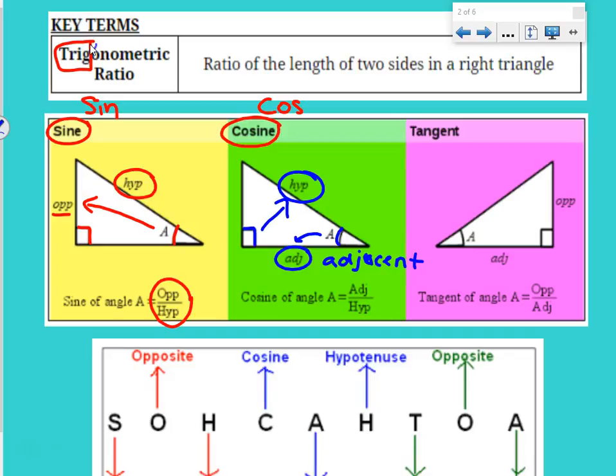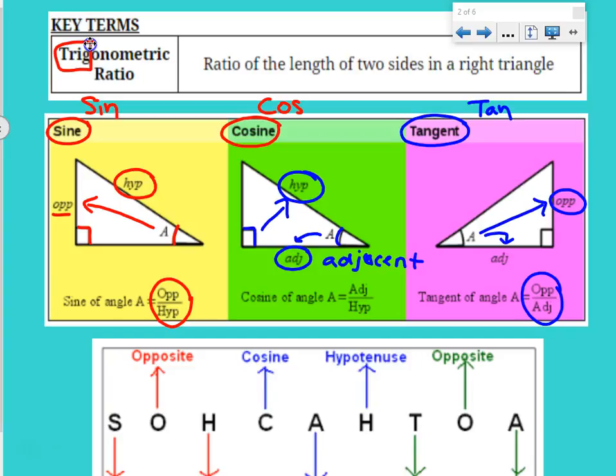Then we have our tangent ratio, which is abbreviated as tan, T-A-N. And that does not use the hypotenuse at all. It just uses your opposite side and your adjacent side. So it's the opposite over adjacent.